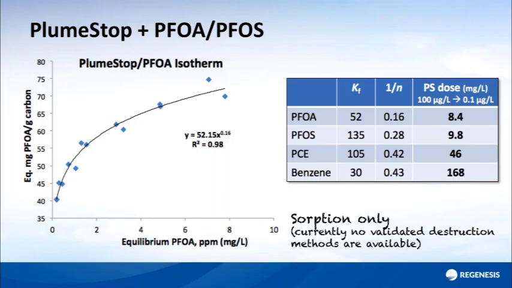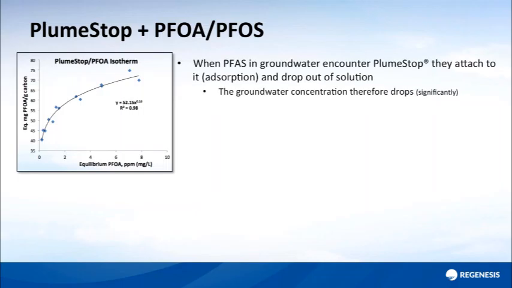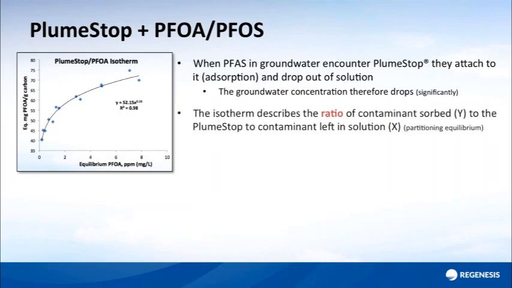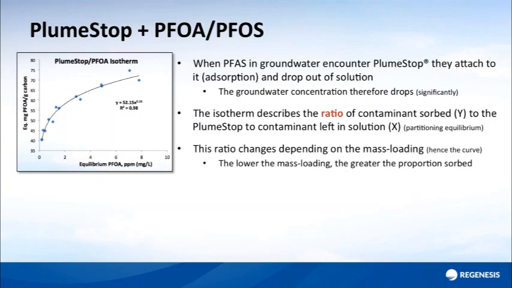The isotherm graph that you can see basically describes the ratio of contaminant sorbed on the y-axis to the amount of contaminant left in solution on the x-axis. They describe the partitioning equilibrium. And importantly, this ratio changes depending on the mass of contaminant in the system, hence the curve. The lower the mass loading, the lower the concentration of contaminant you've got, the greater the proportion is sorbed. So the capture efficiency of perfluorinated species on PlumeStop is already high, but at low concentrations it gets very, very high. And this is a good thing. It's very helpful to us.